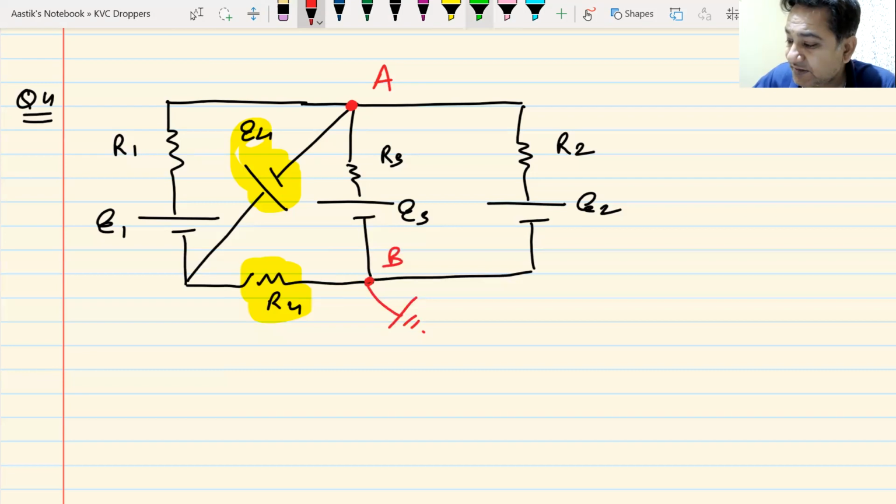Now, if this resistance was not there, then this question and the previous question were the same. Yes or no? But this resistance makes a hell of a difference because now this becomes the third node. If the resistance was not there, C and B would become the same point because there is no potential difference. But now it becomes different.